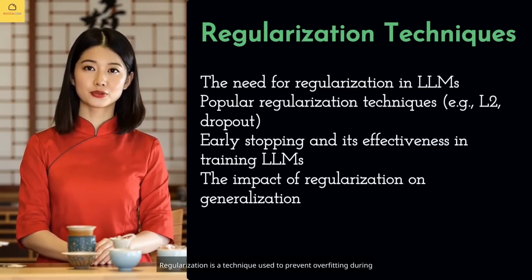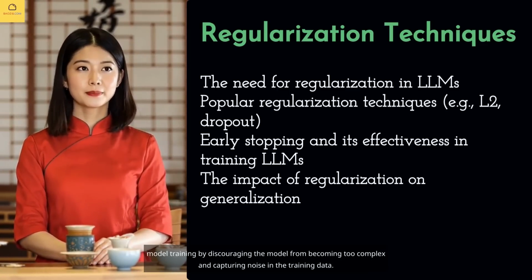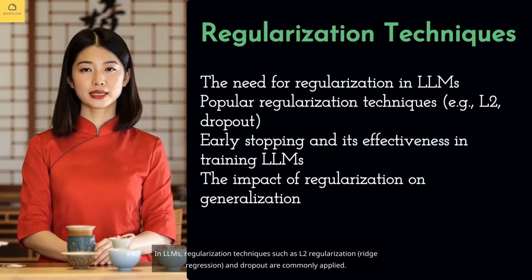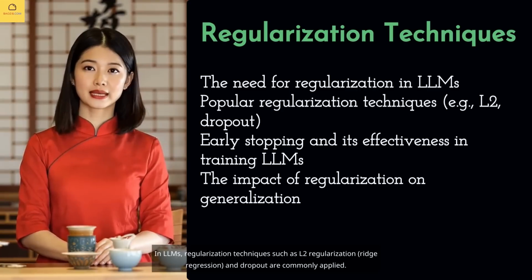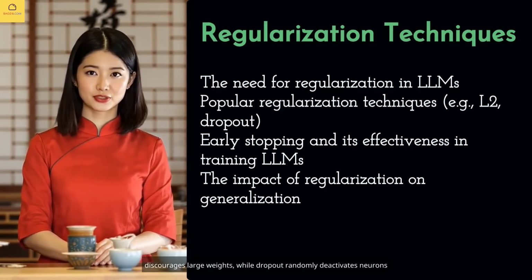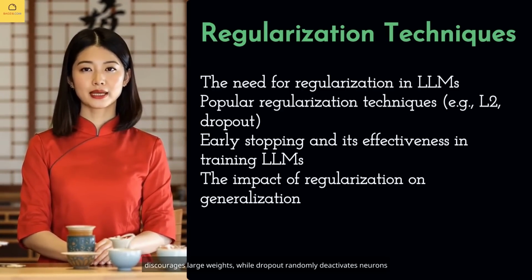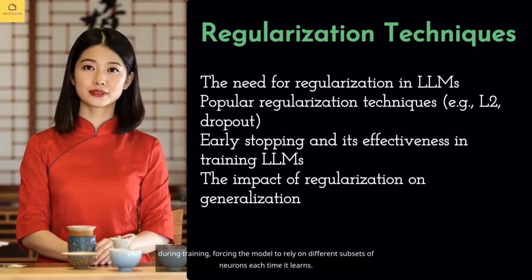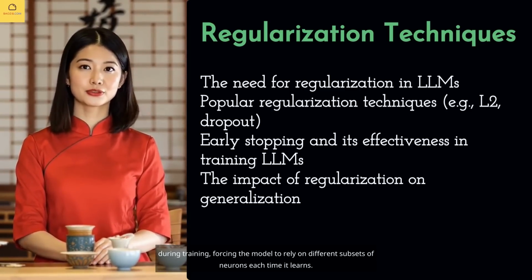Regularization is a technique used to prevent overfitting during model training by discouraging the model from becoming too complex and capturing noise in the training data. In LLMs, regularization techniques such as L2 regularization, ridge regression, and dropout are commonly applied. L2 regularization adds a penalty term to the loss function that discourages large weights, while dropout randomly deactivates neurons during training, forcing the model to rely on different subsets of neurons each time it learns.